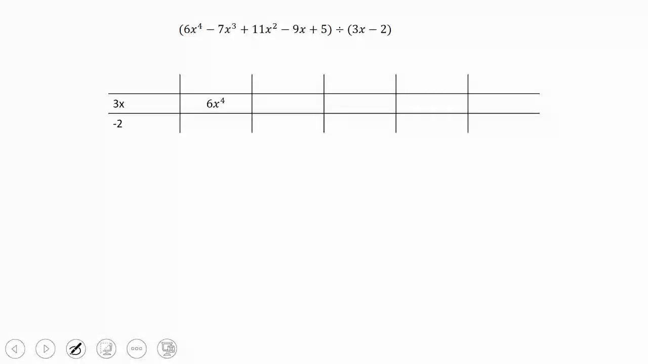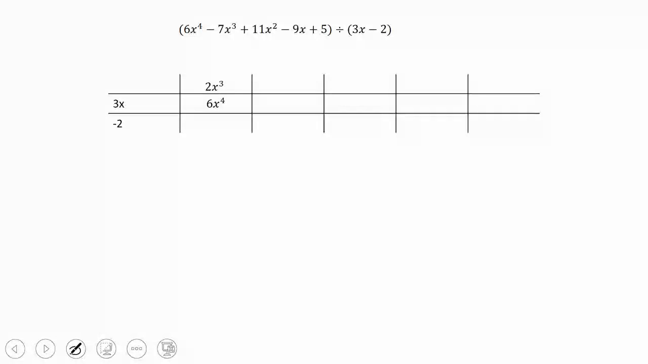The idea here is that if we can think about this as a box and say, well, 3x minus 2 times something equals 6x to the fourth minus 7x to the third, all the way down to the 5, we can just fill in the box as we go along. And let's see how that works. So 3x goes into 6x. 3x times what makes 6x to the fourth? Well, 3x times 2x to the third.